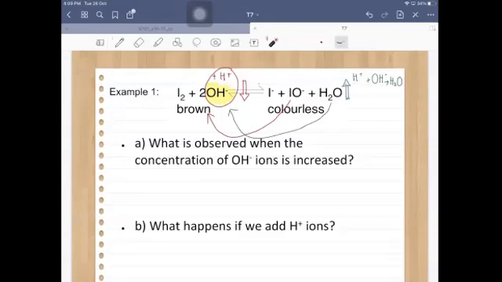Can you see that the effect is the same? You are essentially favoring the reverse reaction. You are shifting the equilibrium to the left. The only difference is in the reasoning, but the effect is the same.